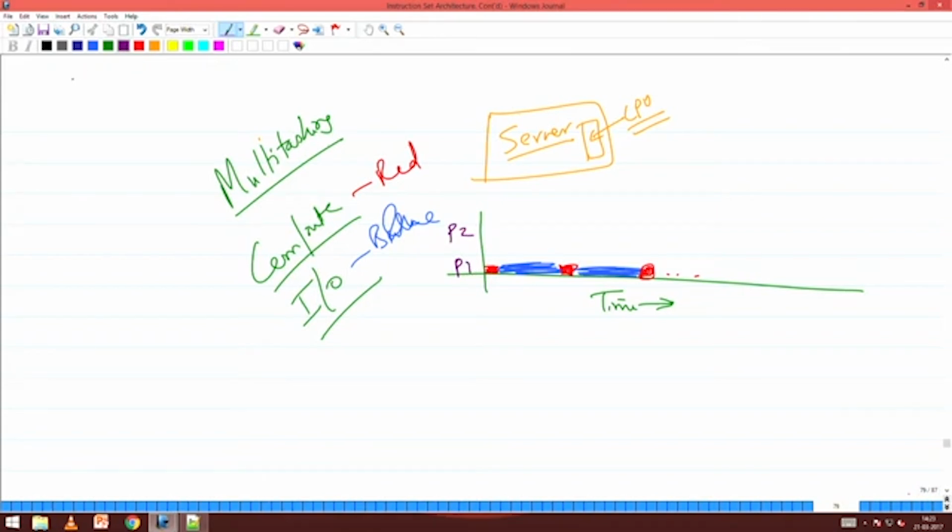So this red is called a compute burst. This blue is the I/O burst. I do a lot of computation suddenly, then I do a lot of I/O, then again some computation.